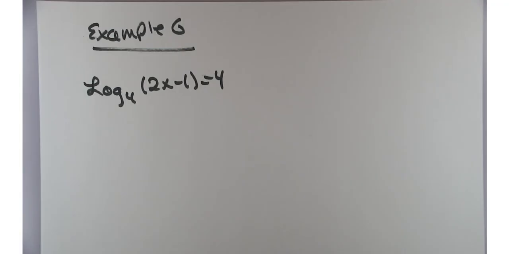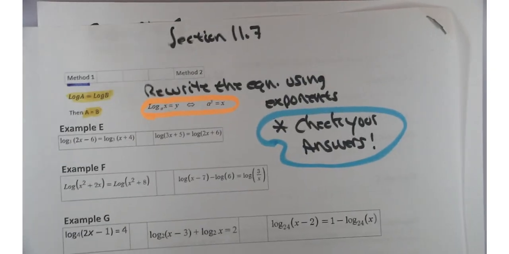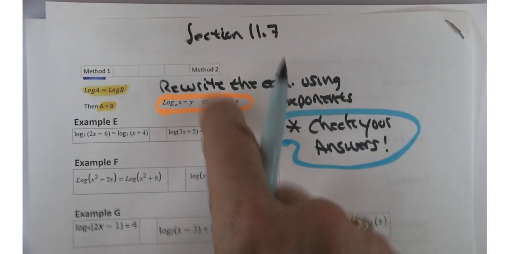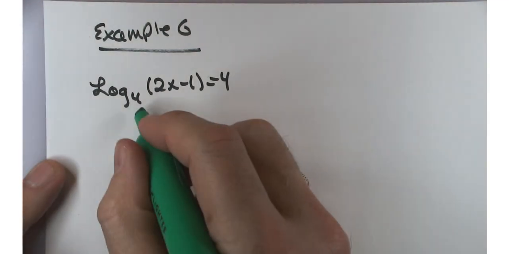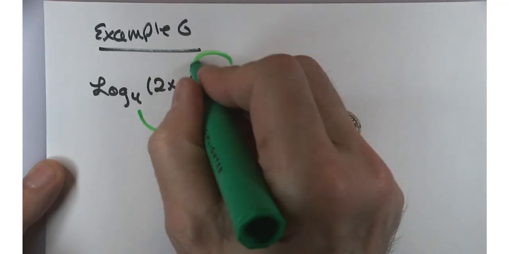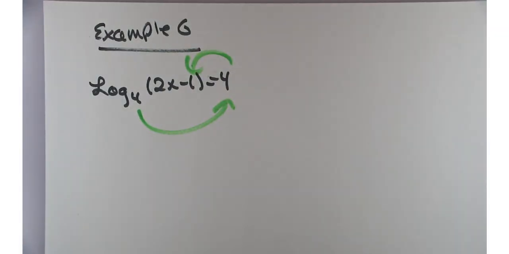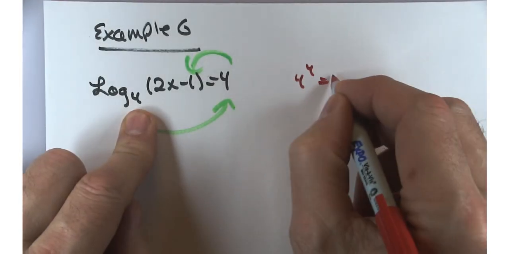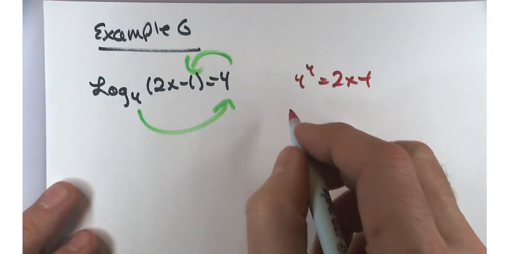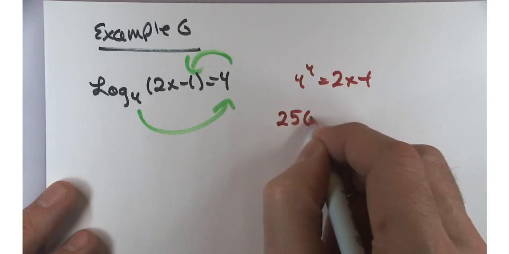Fortunately, we had a method 2, and it was to rewrite this using exponents. So let's rewrite that using exponents and see what that gives us. Who wants to take a crack at that? Kez, all right. Thank you. Perfect. So if you rewrite this, it's always the base to this power. 4 to the 4th power equals 2x minus 1. We'll take out our calculators and find out that 4 to the 4th power is 256.